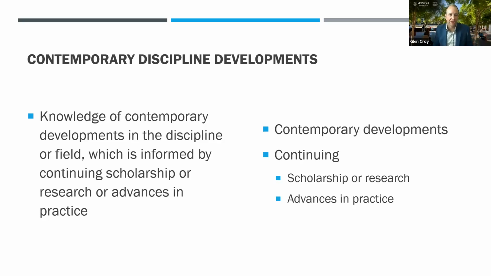So the first one was about contemporary discipline developments. So this is about knowledge of contemporary developments in the discipline or field, which is informed by continuing scholarship or research or advances in practice. So key aspects that we're looking for in this context is contemporary development. So we're talking about currency. And generally we might have a time frame that indicates currency. And this might be within the last 3 to 5 years to make sure that we've got this evidence of recency or the contemporary developments within this space.